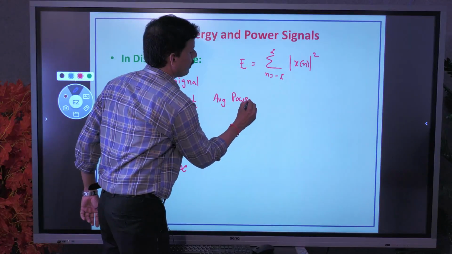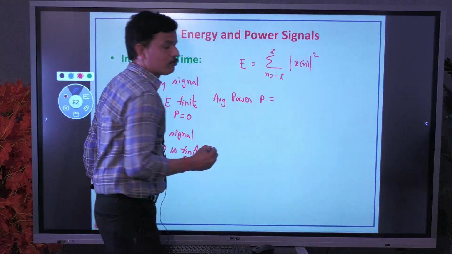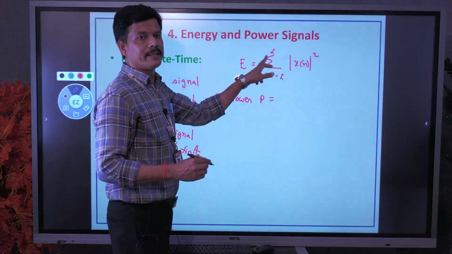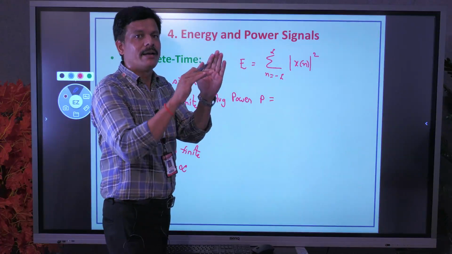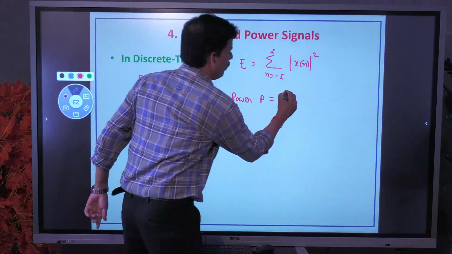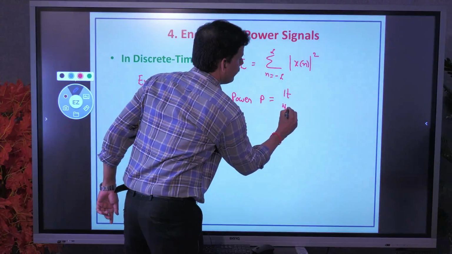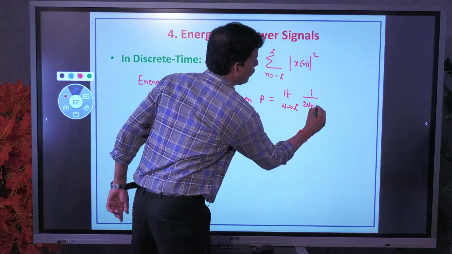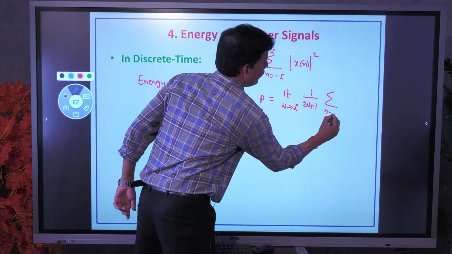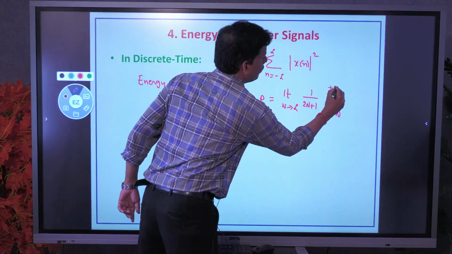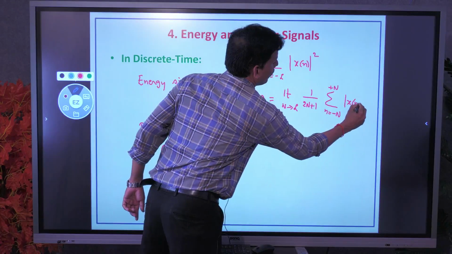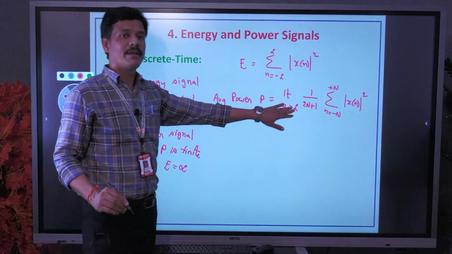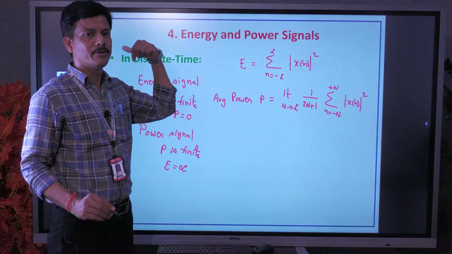Average power. We can apply the same concept that we applied for continuous time. We are going to calculate the energy in a specific interval divided by that interval. So it is nothing but limit n tends to infinity 1 by 2n plus 1, summation of small n equal to minus n to plus n, magnitude of x of n square. Try to observe the difference between this average power and the continuous case.